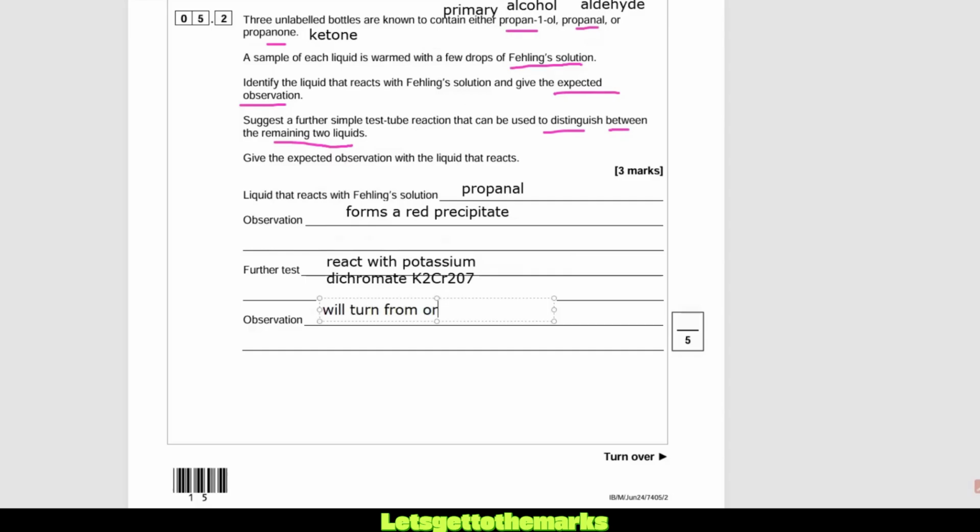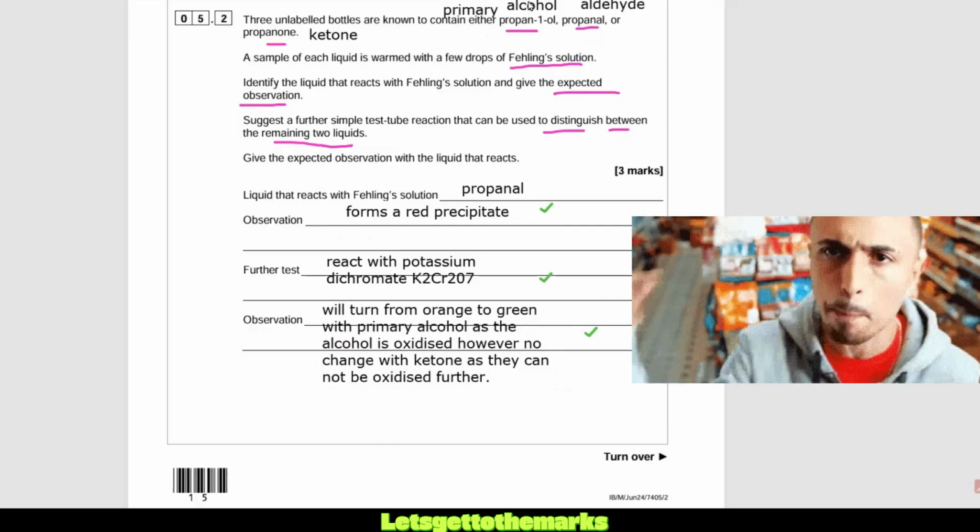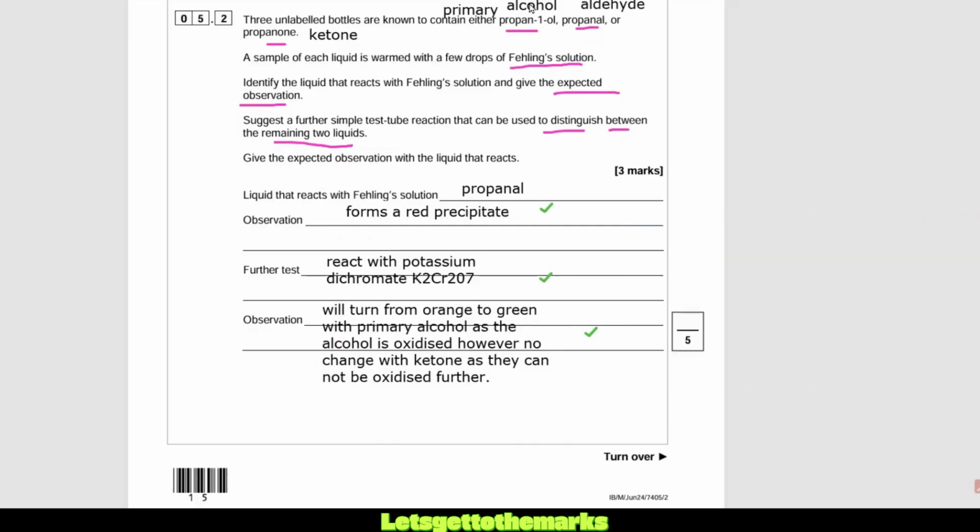So further test, react with potassium dichromate, K2Cr2O7, and it will turn from orange to green with the primary alcohol, but it will not react with the ketone as the ketone has already been oxidized and cannot be oxidized further. There are no more hydrogens attached to the carbon atom that has the carbonyl group, so it can't be oxidized further. And that'll get you all the 3 marks, and that's the end of the question.